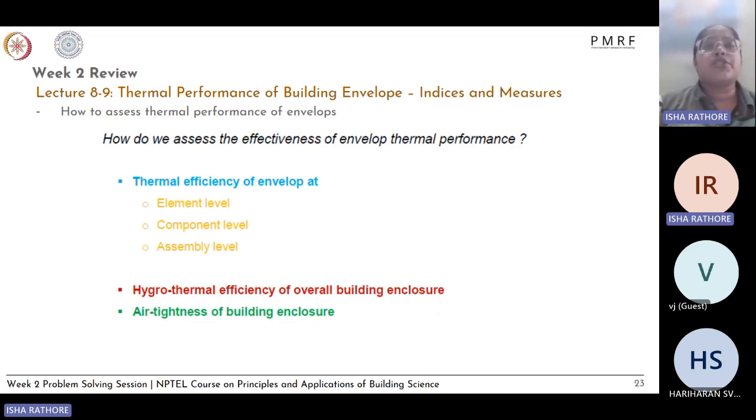Especially if we look from an Indian perspective, we don't look at the hydrothermal efficiency of the building enclosure. But for buildings in Europe and the UK, which are more towards wood-type construction, moisture content is also an important factor in assessing the building's thermal performance. So there, the hydrothermal efficiency of the overall building enclosure is also an important aspect of assessing the effectiveness of the building envelope. And then the air tightness of building enclosures is also one of the important factors.